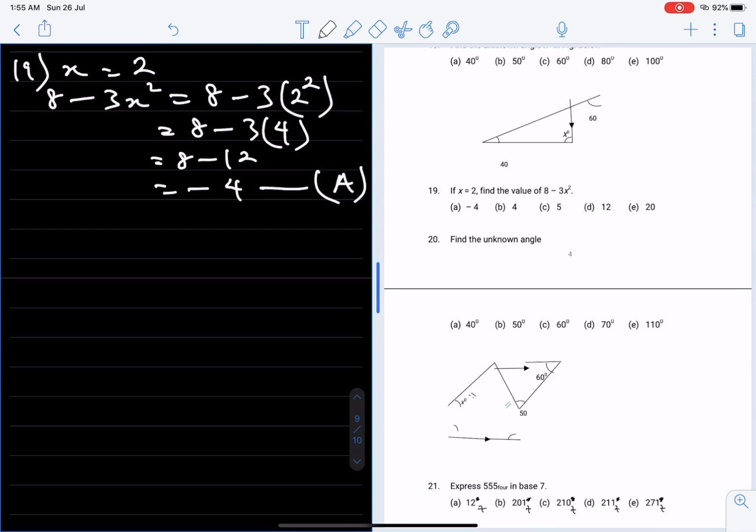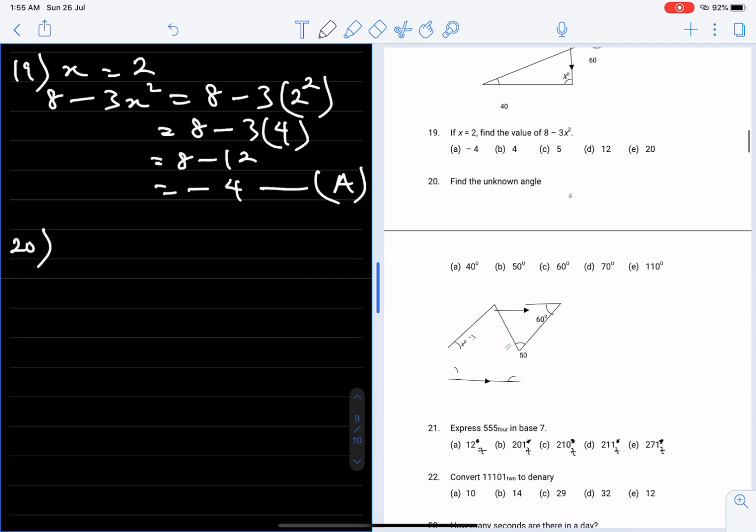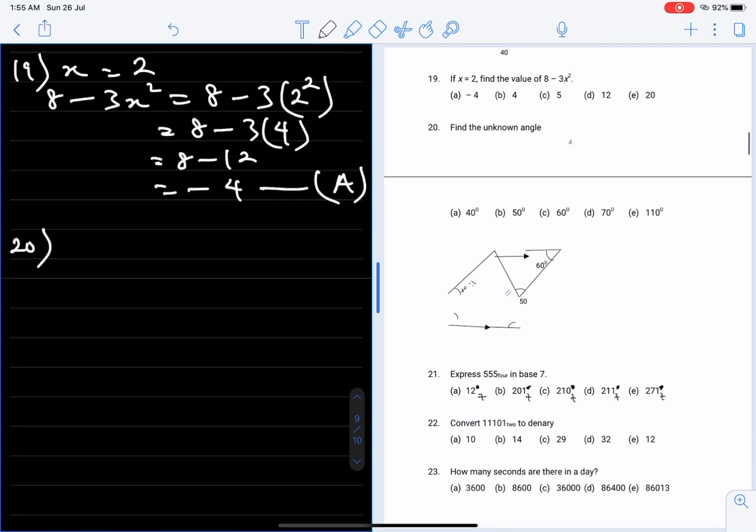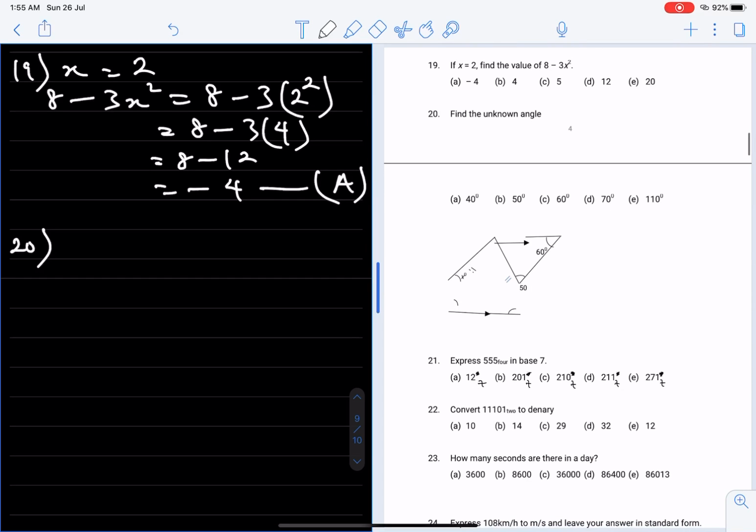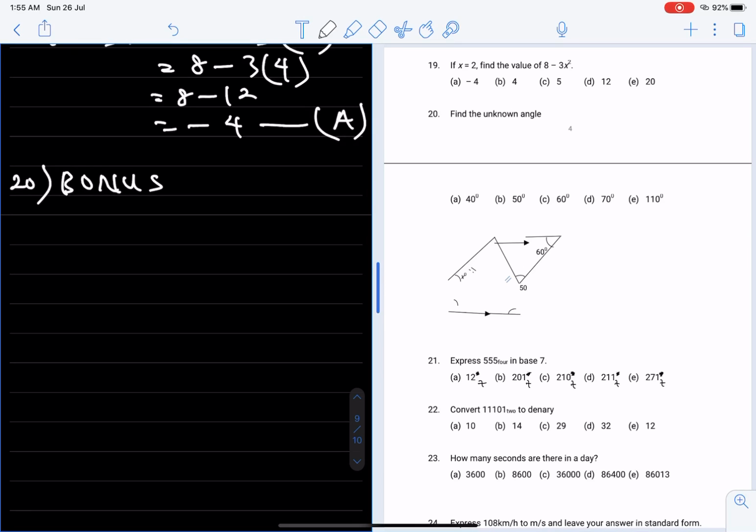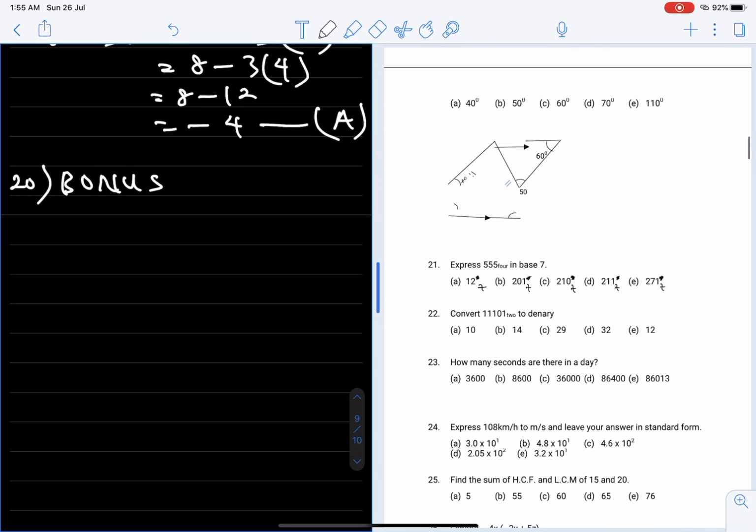Now to the next, number 20. Find the unknown angle, but that's also not clear. The diagram is not clear, so I'm calling that a bonus too. Now to number 21. Express.